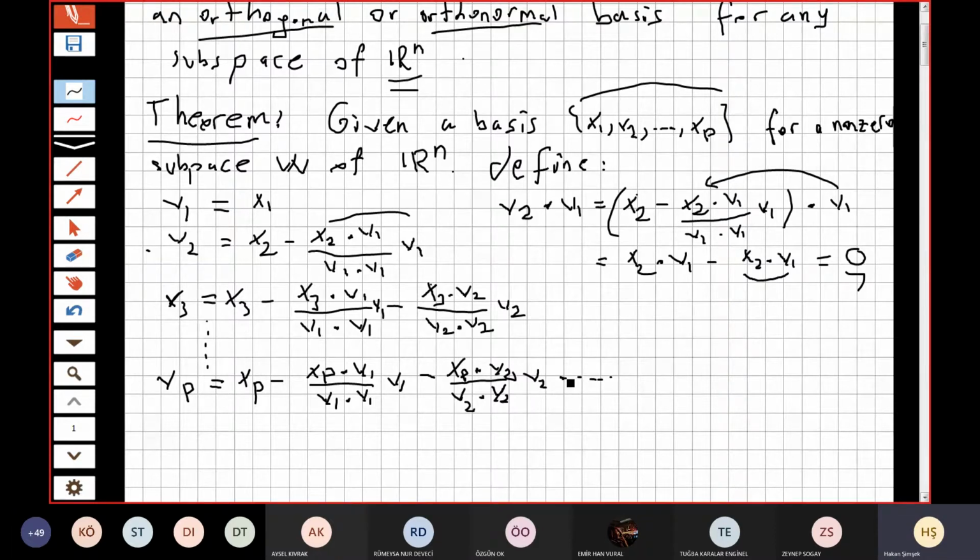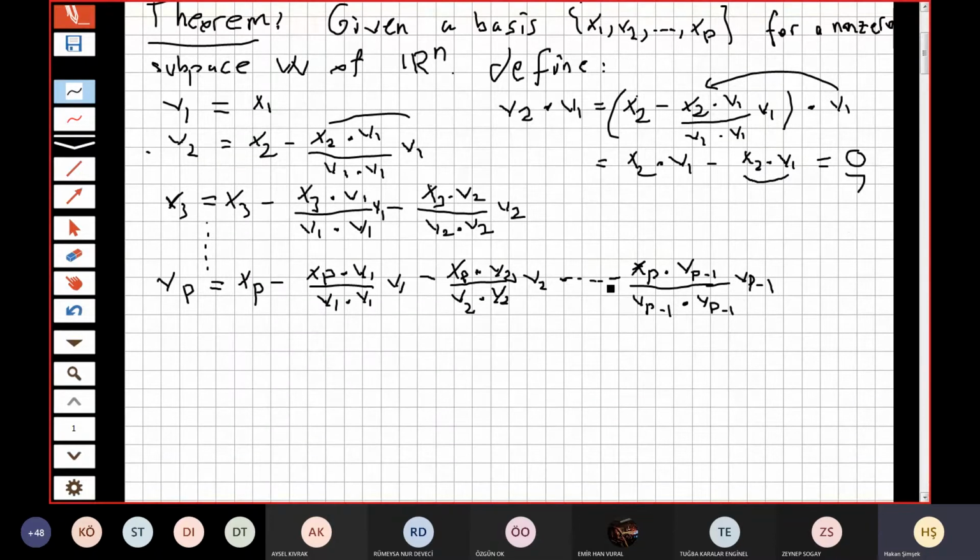And until the previous vector, Vp minus 1: minus xp dot product Vp minus 1 over Vp minus 1 dot product Vp minus 1. So we have p terms here, and all of them are orthogonal to each other. This is V3, and we see that the set containing these vectors V1 and so on is an orthogonal basis.